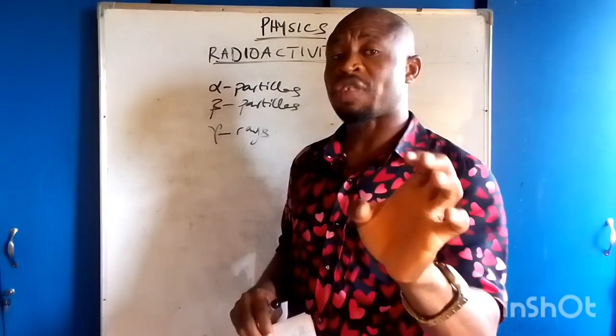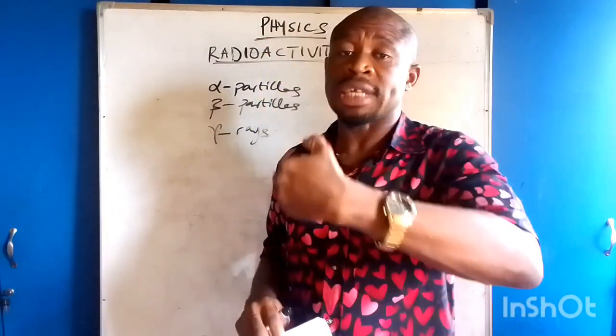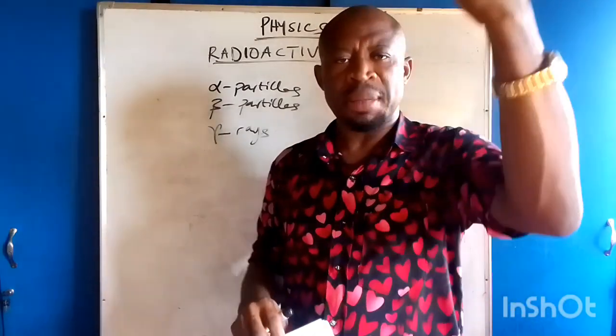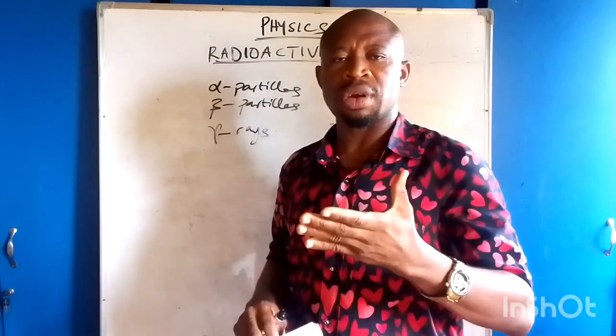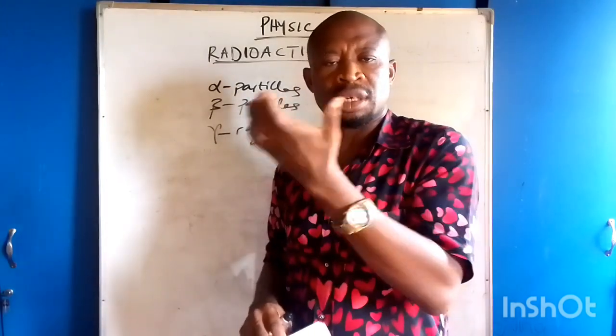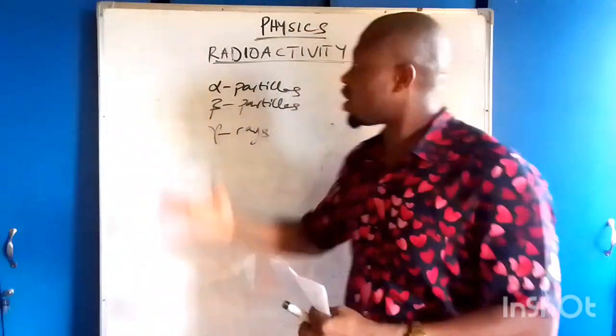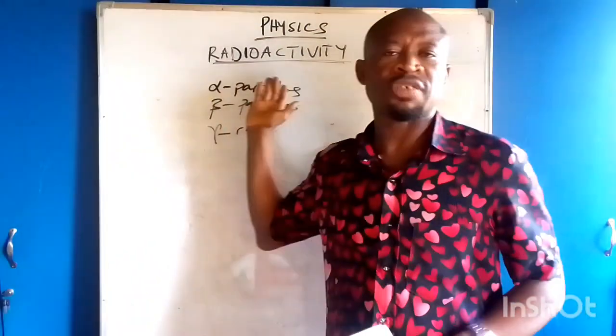But if the nucleus of the atom is stable, then it will not disintegrate on its own unless it is made to disintegrate by man. Of course, that is artificial radioactivity. So let us now define radioactivity.